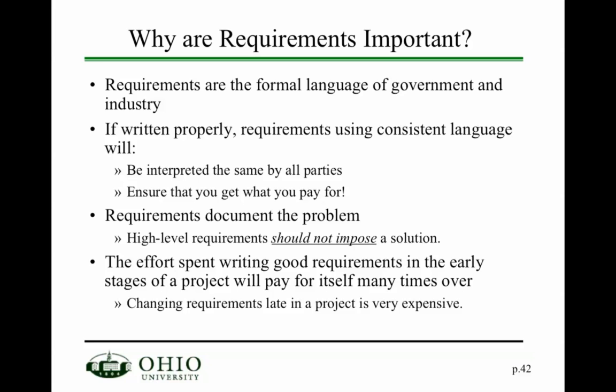Now, one thing I've talked about before is that high-level requirements, for example at the system level, should not impose a solution. Remember, we're answering the what question at the system level, but when we start adding more detail and go to the subsystem and component level, then we can be more specific about solutions, and then we're answering the how question. It's very important to spend a lot of time up front on writing good requirements, because as we saw before in the earlier chart, if you need to change the design in later life cycle phases, it will be very costly.